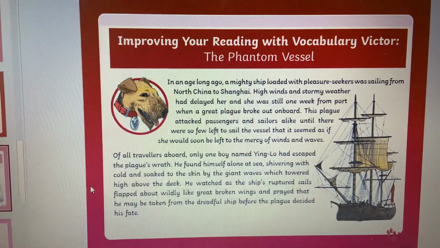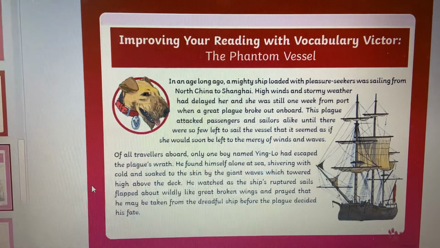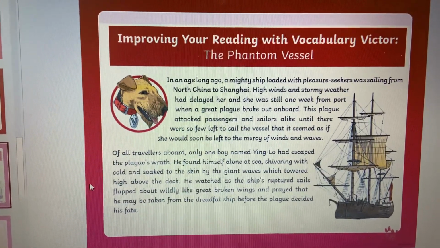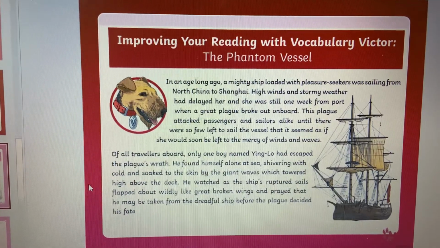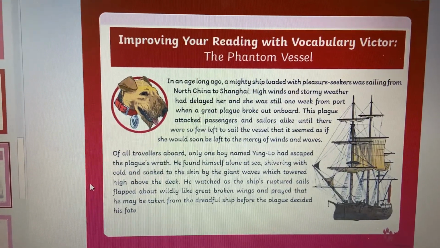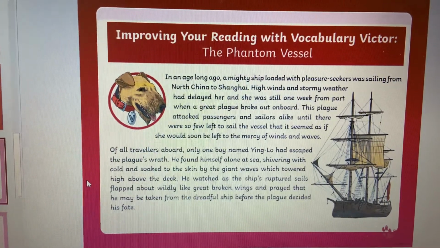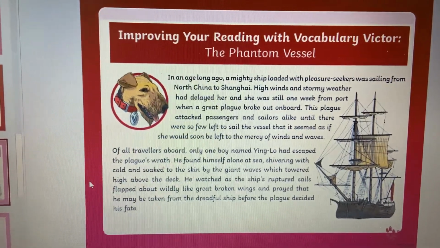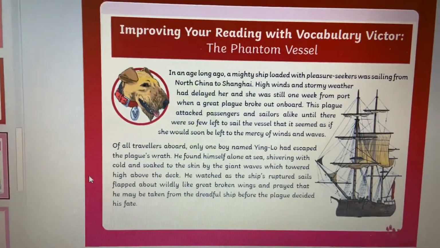Of all travellers aboard, only one boy named Ying Lo had escaped the plague's wrath. He found himself alone at sea, shivering with cold and soaked to the skin by the giant waves which towered high above the deck. He watched as the ship's ruptured sails flapped about wildly like great broken wings and prayed that he may be taken from the dreadful ship before the plague decided his fate.